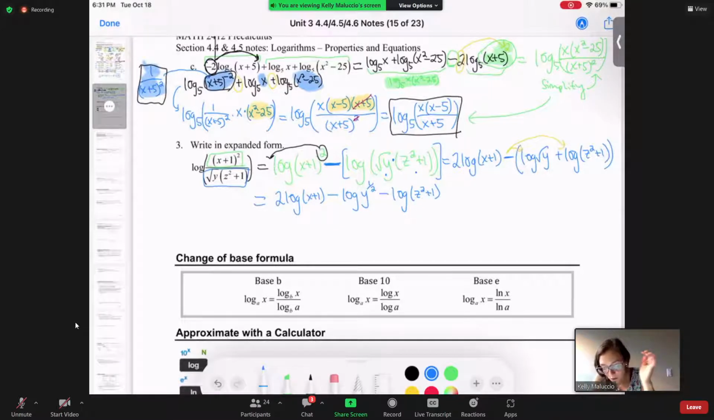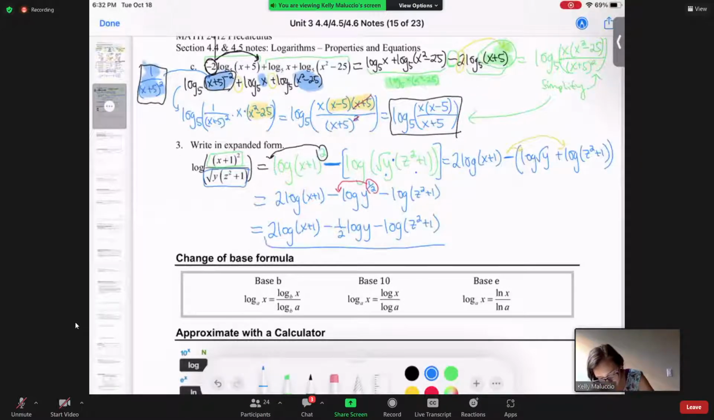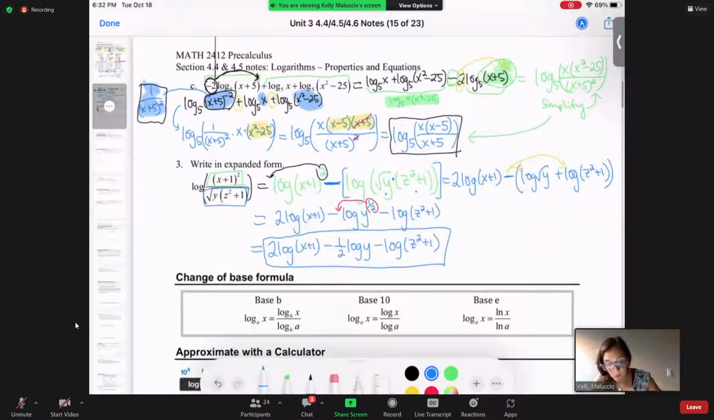But I can do one more step, right? I can take this exponent and bring it in front. So my final answer is going to be 2 log of x plus 1 minus 1/2 log of y minus log of z squared plus 1. And this is my extra long drawn out problem that we were condensing before.